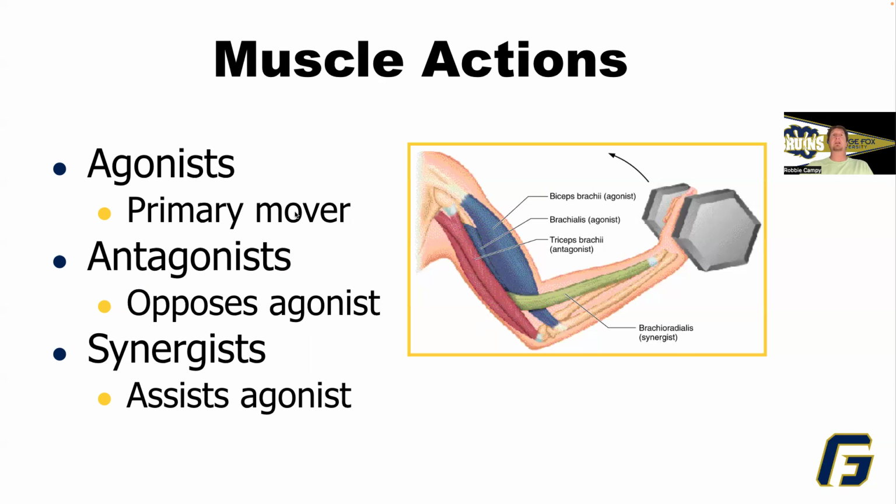So, agonists are the primary movers, antagonists are the ones that have to relax and that do the opposing or opposite motion, and synergists are the ones that can provide a little bit of assistance to that motion.